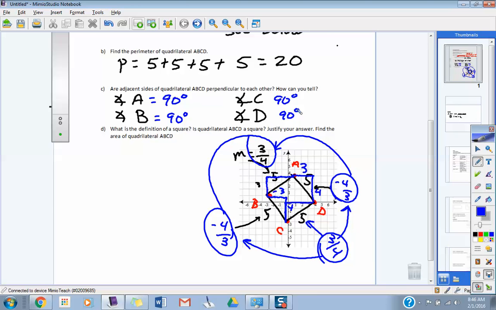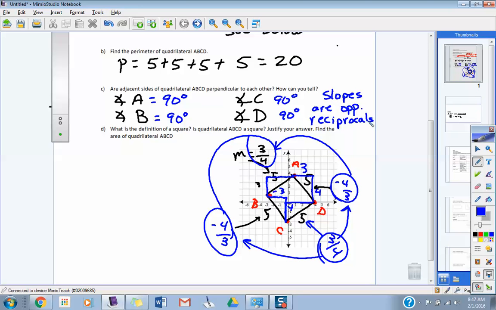So, in part C, are the adjacent sides of quadrilateral ABCD perpendicular to each other? The question is, how can you tell? We look at slopes. I'm going to say the following. Slopes are opposite reciprocals of each other.